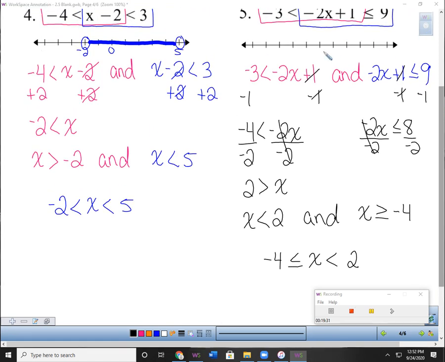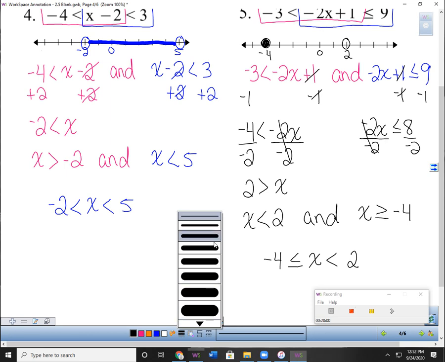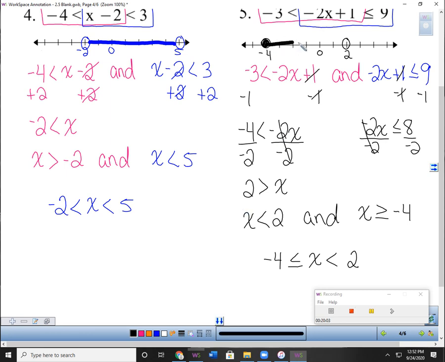Alright, let's go up to your number line. So put your 0 on there, label your negative 4 and your 2. So on the side with the negative 4, I have an equal to bar, so that will be shaded in. On the side with the 2, there's no equal to bar, so that will be open, and then I'm going to shade in between.